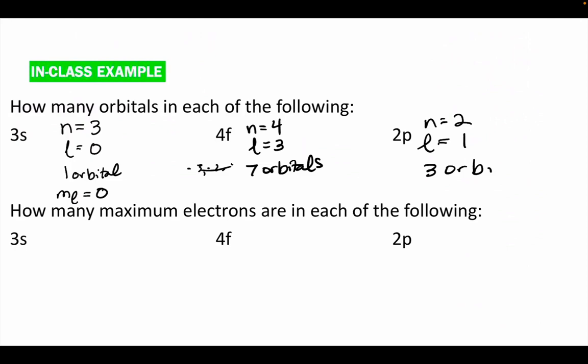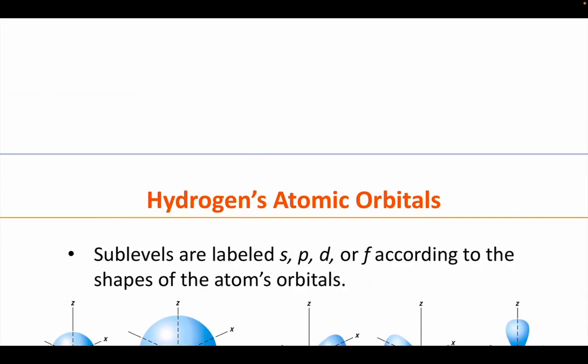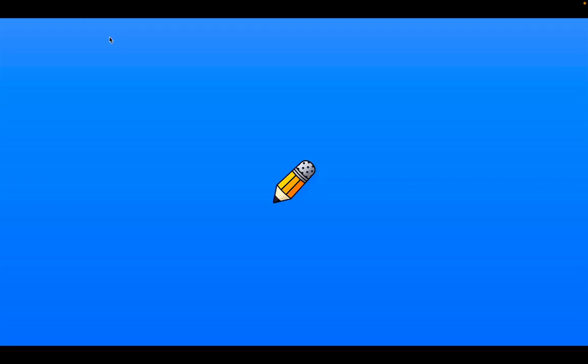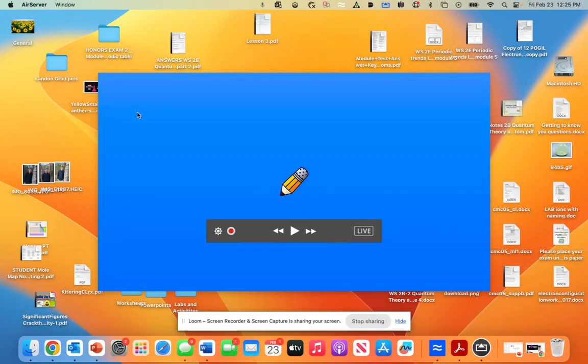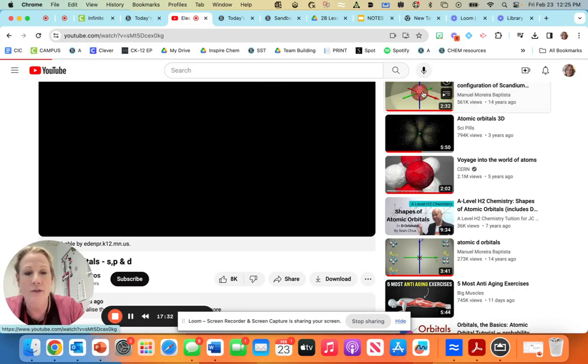So how many max electrons? It's just going to be however many orbitals times 2, because each orbital can hold up to 2. So the 3s can have up to 2 electrons. The 4f can have up to 14. And the 2p can have up to 6 electrons. So let me show you one more thing that I think can help with the understanding of this. It's another video, and it's this one.